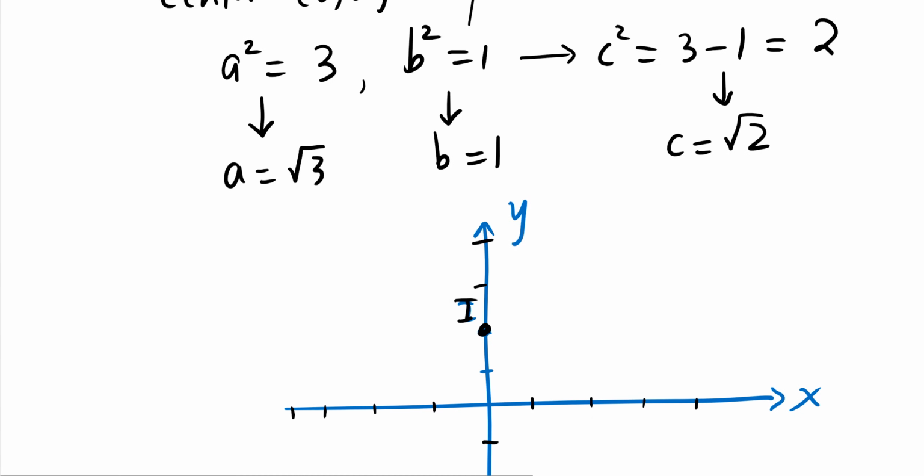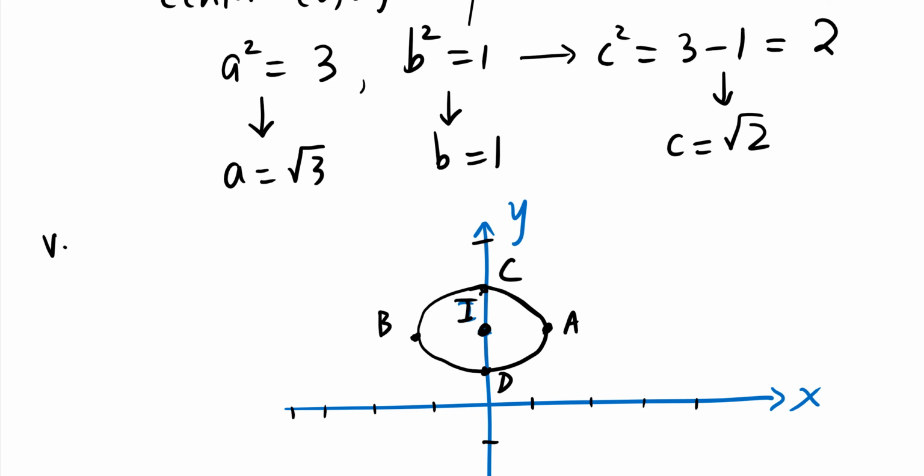So it means to the right, I'm going to go root 3, which is a little bit more than 1, or more than 1.5. And this way, root 3. Up is 1, down 1. So it's going to look like this. A, B, C, D.